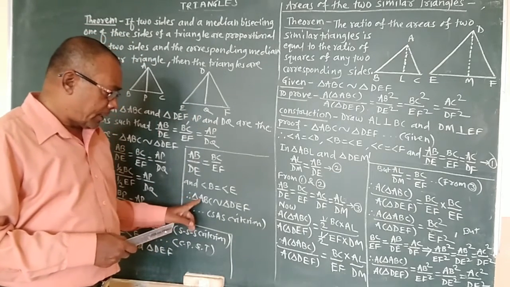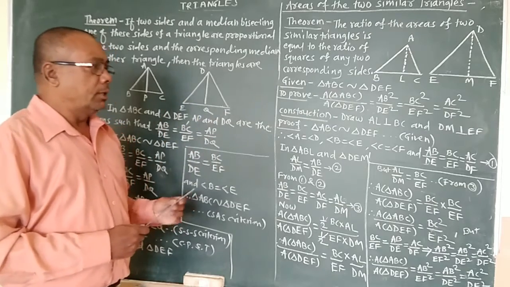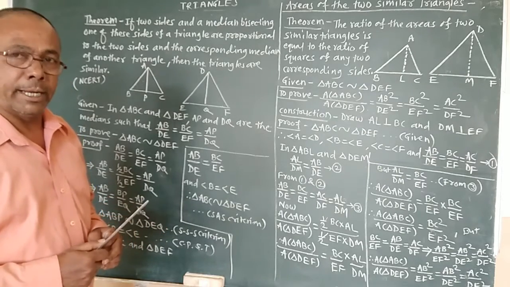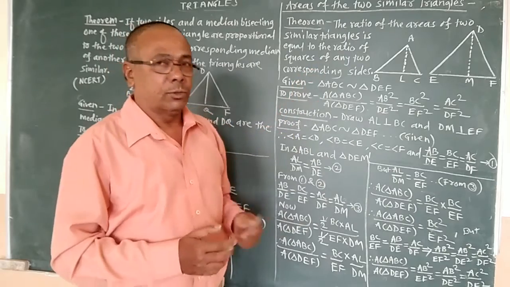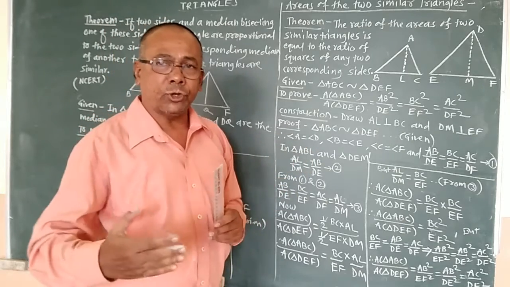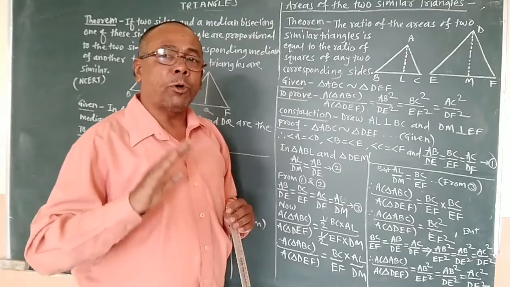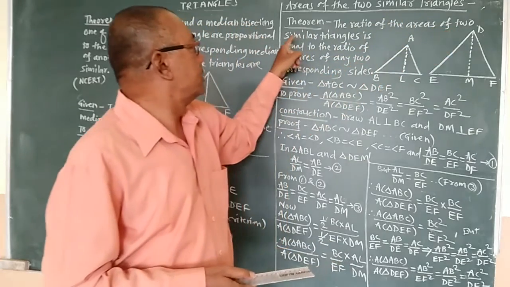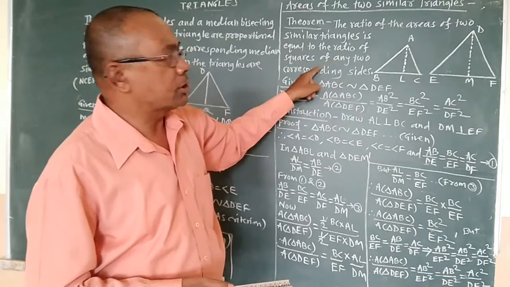In this way we have proved that triangle ABC is similar to triangle DEF. Now here we have a very important property of two similar triangles, that is, the area of the two similar triangles. This is a very important theorem we have to study. The theorem states that the ratio of the areas of the two similar triangles is equal to the ratio of the squares of any two corresponding sides.